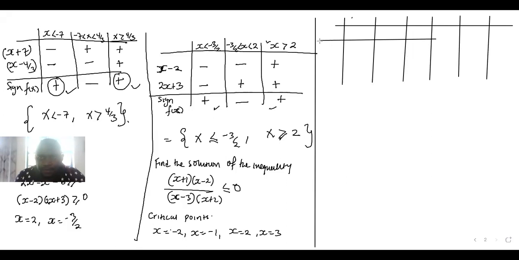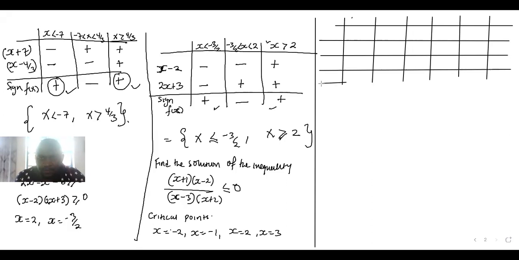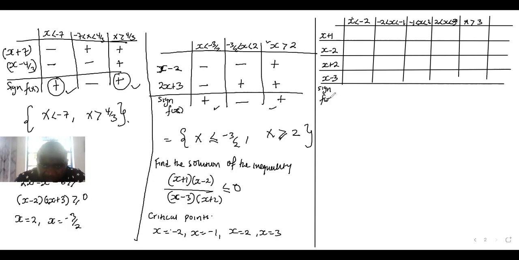So here we are. Let me draw our table. Take a look at it. We have the smallest is negative two, so x is less than negative two. Negative two is less than x, less than negative one. Negative one is less than x, less than positive two. Positive two is less than x, less than positive three. Then x is beyond positive three. Then we have here x plus one, x minus two, x plus two, x minus three. We have the sign of f of x down here.